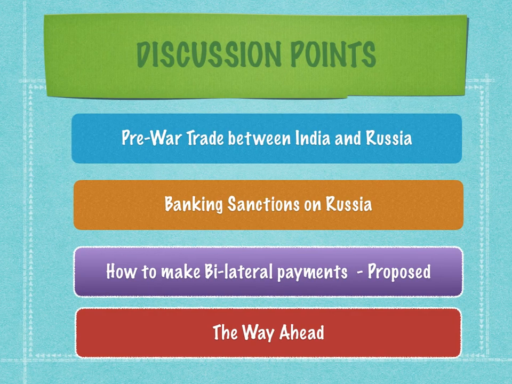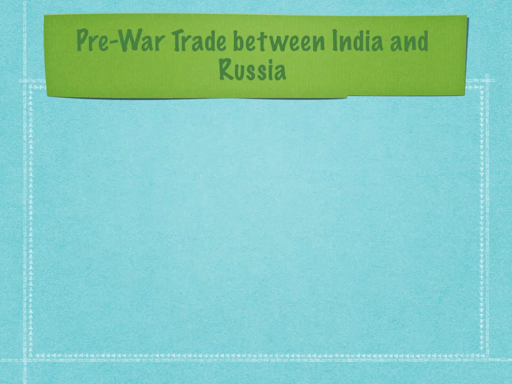The points of discussion in today's video would include what the existing pre-war trade between India and Russia was, and how payments were facilitated in the earlier scenario. Now, with the new sanctions imposed on Russia, what could be the possible options? How is trade going to be affected because of these banking sanctions? Is it possible to do a direct bilateral payment between ruble and rupee, the currency of Russia and the currency of India, without having to intervene through the dollar market? And is there any possibility of going ahead?